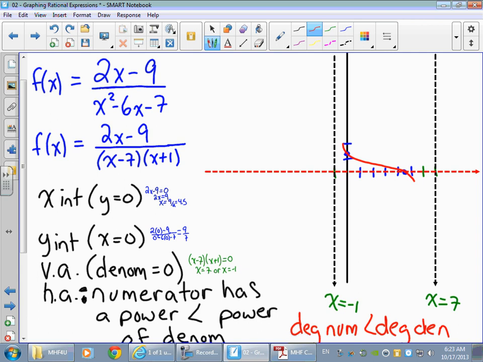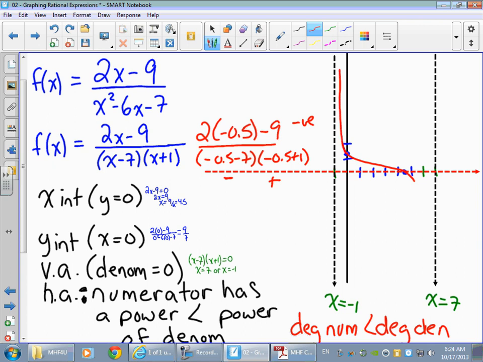If I put in a value like negative 0.5, what I'm interested in is, am I getting positive numbers or not? Negative 0.5, I get 2 times negative 0.5 minus 9. On top, that will be a negative value. On the bottom, I have negative 0.5 minus 7, negative 0.5 plus 1. This is a negative value over here. This is a positive value over here. So the denominator is negative. I end up with a negative divided by a negative, which means I should be getting positive numbers. So I feel pretty good about the idea that this is going to go up this way.